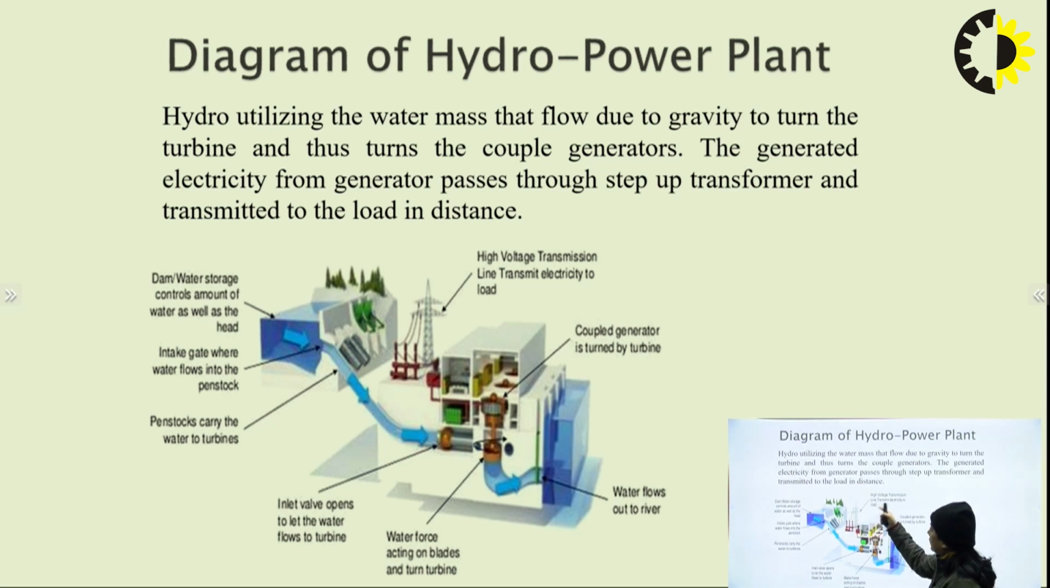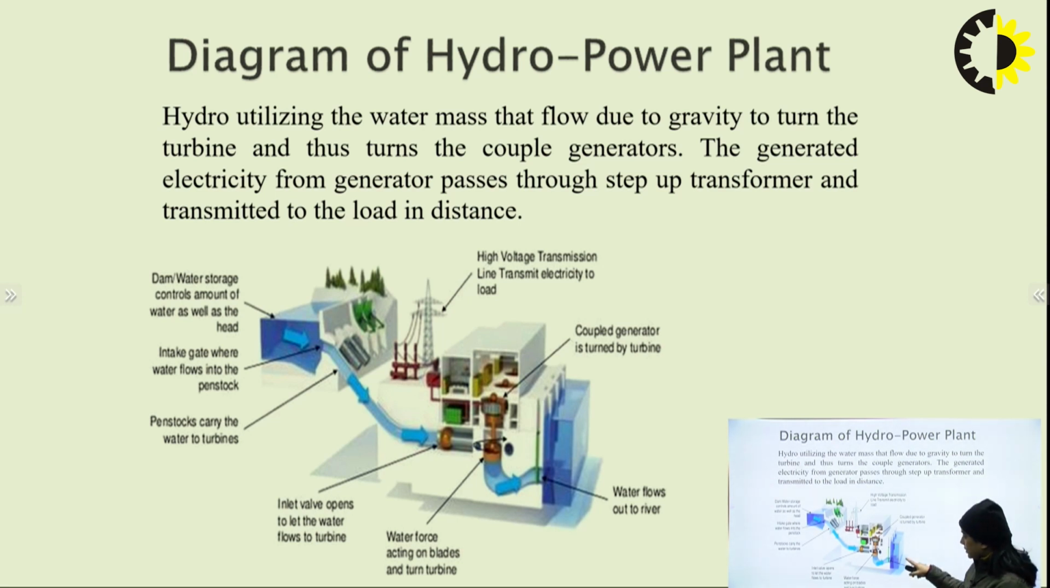So this will carry the electricity to the load center, and from the turbine there is a coupled generator. When the blades of the turbine rotate, they rotate the shaft of the generator, and then power will be generated, which will be carried to the load center through this high voltage transmission line. So the water coming from the dam to the turbine through this penstock will flow out to the river again.